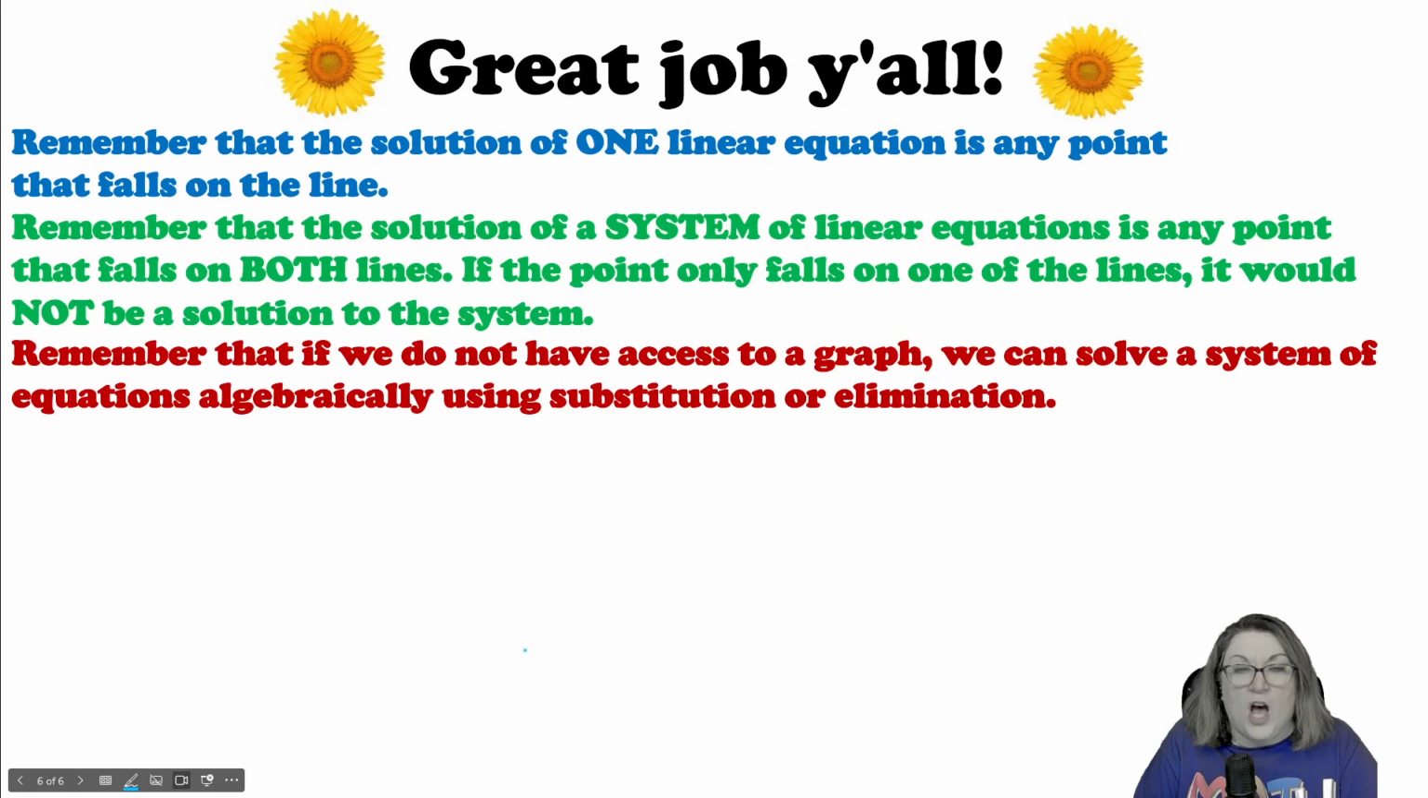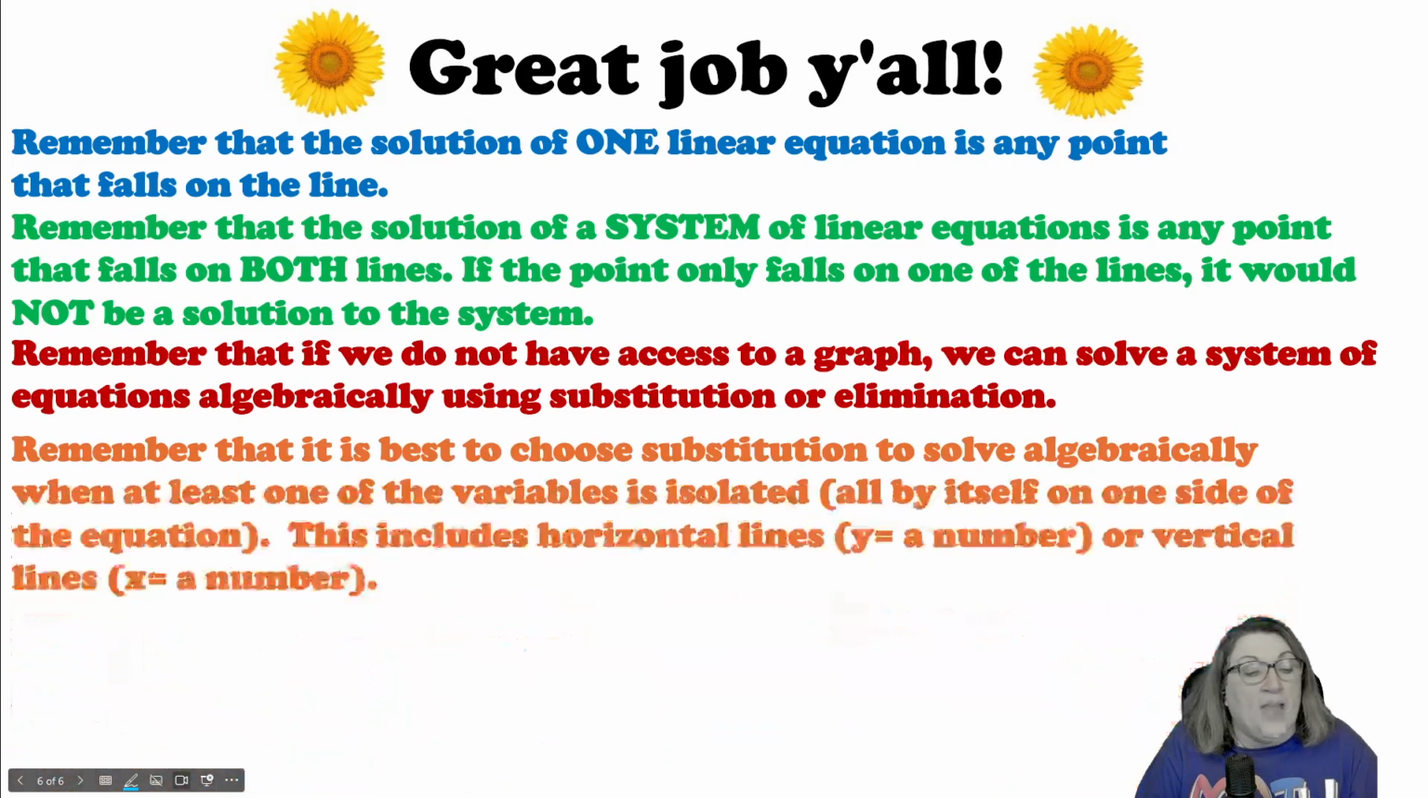Remember that if we do not have access to a graph, we can solve a system of equations algebraically using substitution or elimination. And then remember that it is best to choose substitution to solve algebraically when at least one of the variables is isolated all by itself on one side of the equation, like x equals something or y equals something. This includes horizontal lines, y equals a number, or vertical lines, x equals a number.